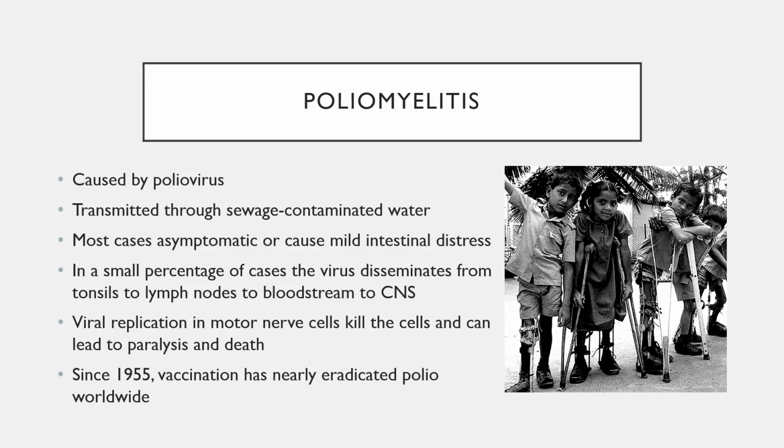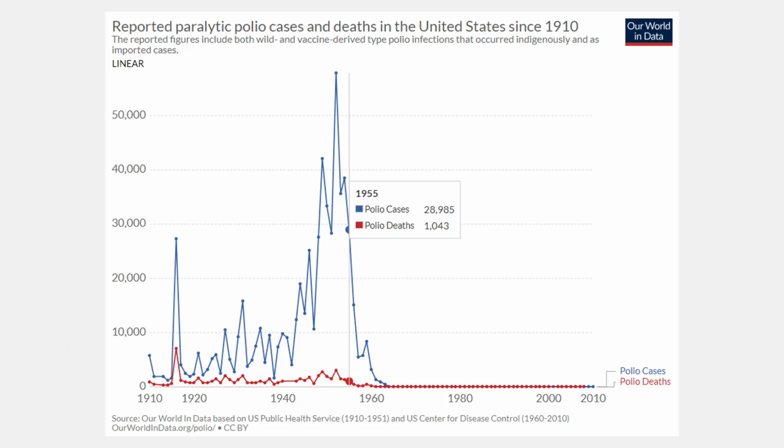And I wanted to show everyone this figure as well, which is a graph showing the rates of paralytic polio cases in the United States over the years. So this is not total polio cases. These are the numbers of cases of paralytic polio, so polio that progressed to paralysis.